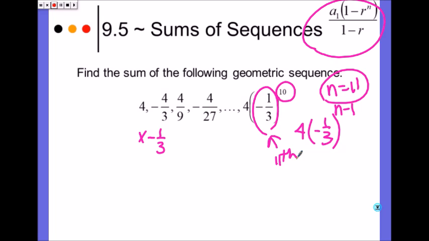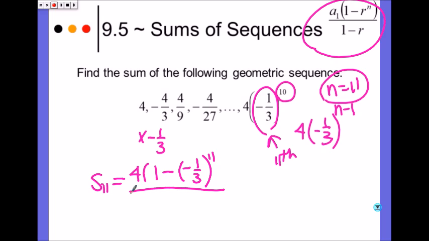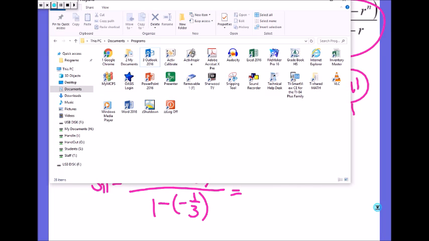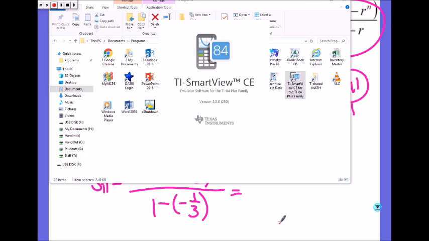It's the a1, the first term. So the series of 11 terms equals 4, the first term, times 1 minus the ratio, which is negative 1/3, to the n, which is 11, divided by 1 minus negative 1/3. Use a calculator. These are not easy to evaluate without a calculator. So I'll use the calculator.